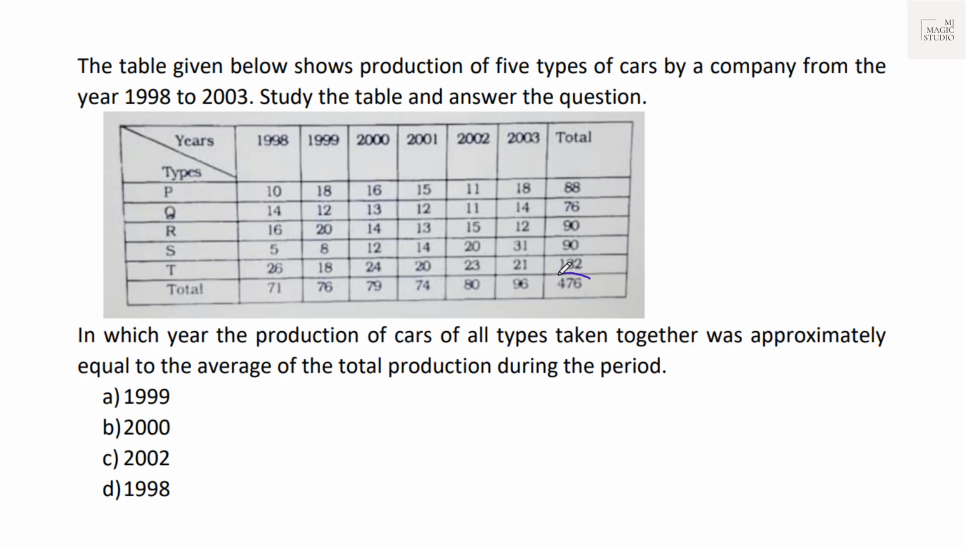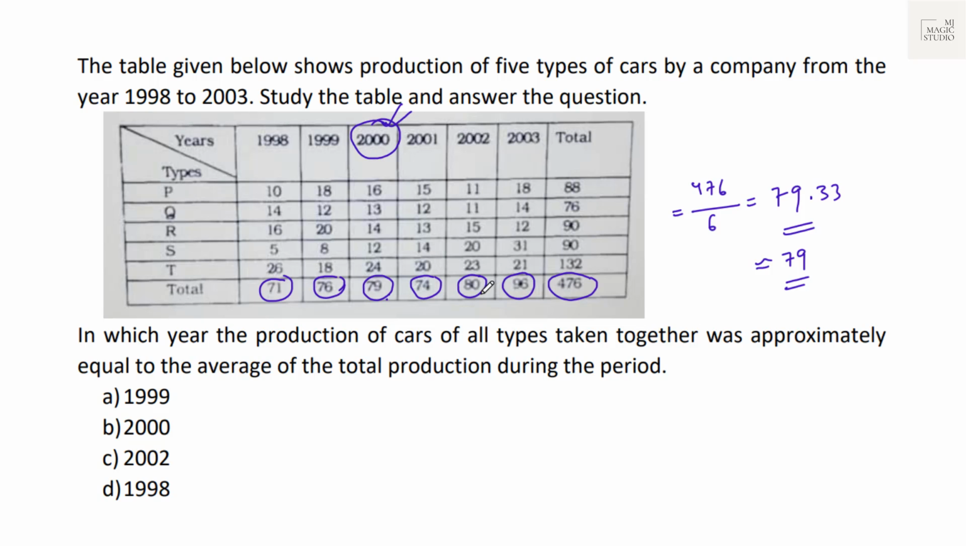Now, total production during the period is 476. How many years do we have? 1, 2, 3, 4, 5, 6. So, average production comes to 79.33. Now, in which year the production of the car was near to the average? Now, these are the year totals. We need to find where we can get 79.33. Now 79.33 on approximation should be 79. I'll go with this 79 in year 2000.